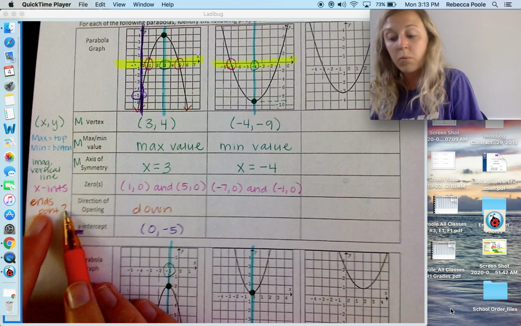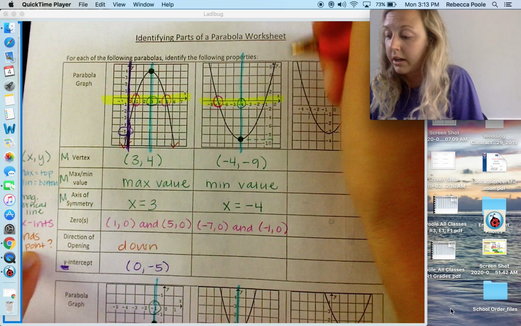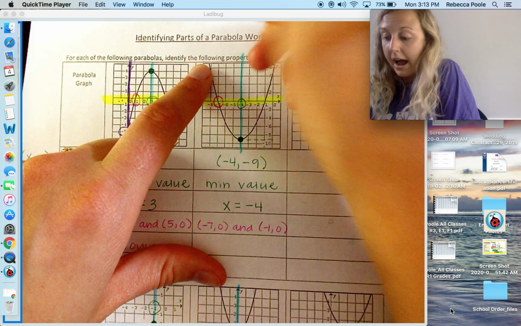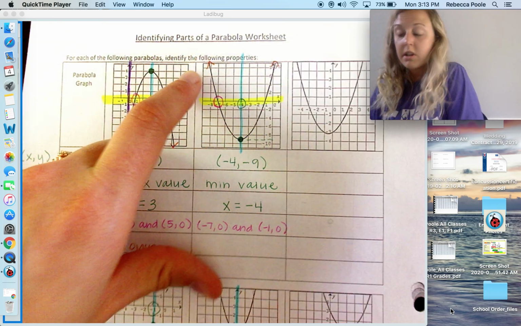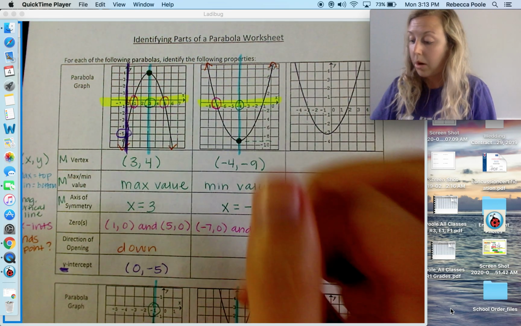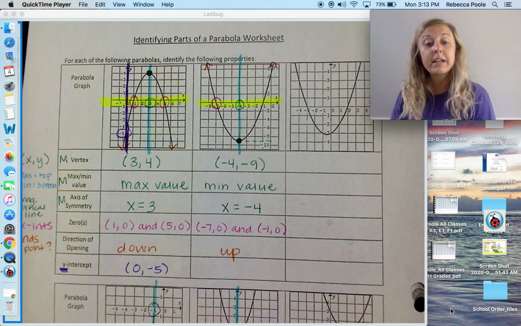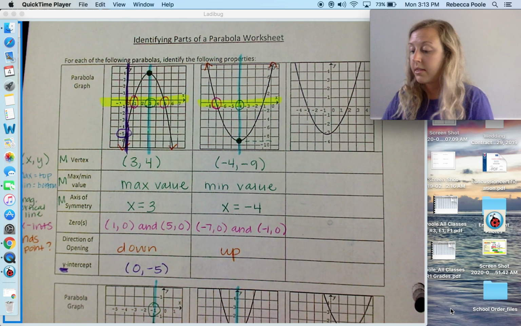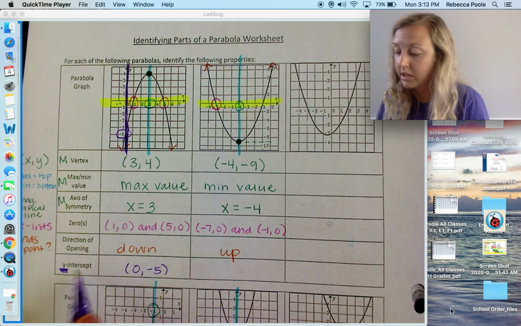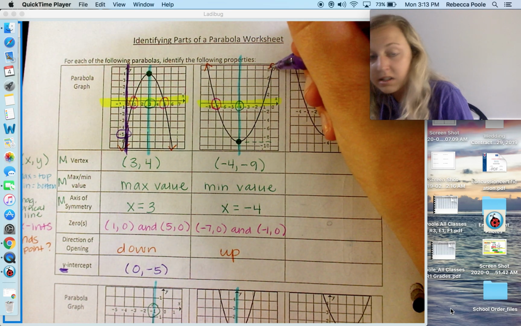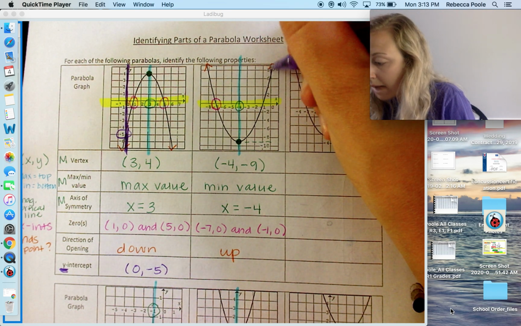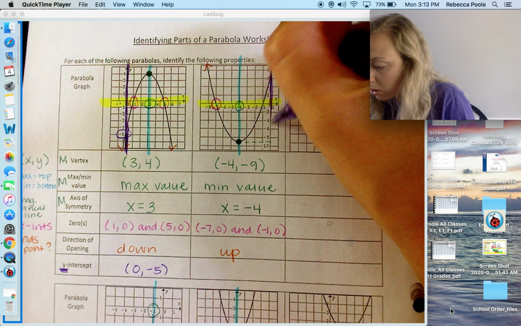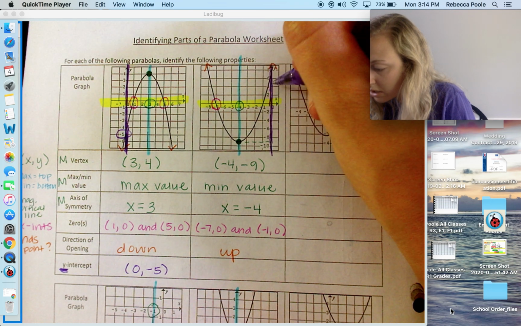Direction of opening, where do the ends point? Let's go look. These ends are at the top. Does everybody see that? So they're pointing up. So direction of opening is up. And then my y-intercept, where it touches the y-axis, so here's the y-axis. I'm going to color it purple. I'm going to do it a little lighter this time so we can see where it touches.